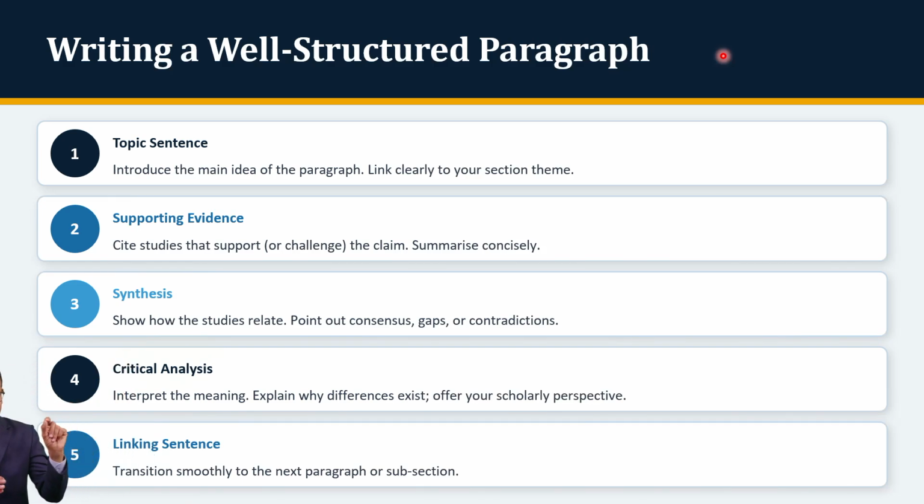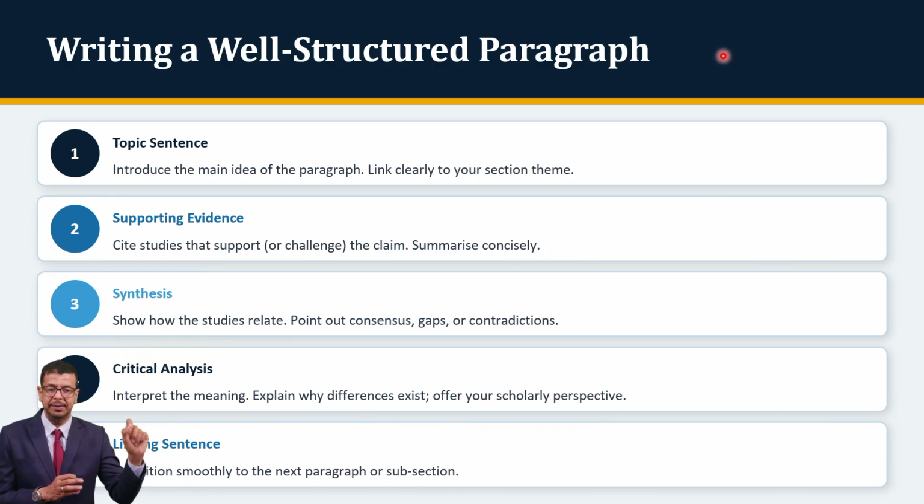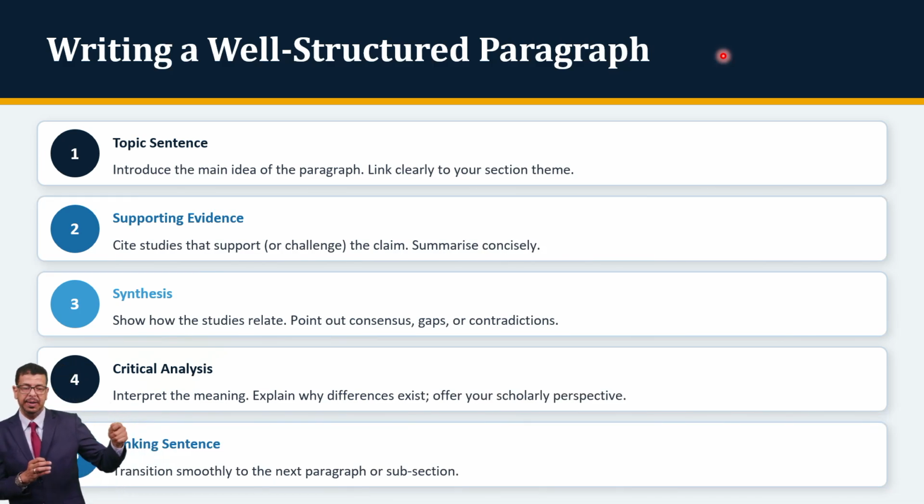In the supporting evidence, we have to cite the study, whether it supports or challenges the claim. And when we cite, you have to summarize them concisely. For the synthesis within the paragraph, we have to show how this study relates, point out consensus, gaps, or contradiction. For the critical analysis, you have to interpret the finding, explain the difference, and offer a scholarly perspective. And for the linking sentence, we are referring to a smooth transition to the next paragraph and next section.